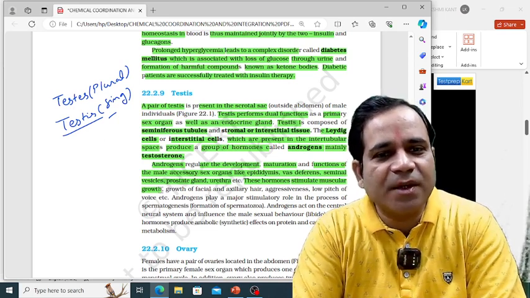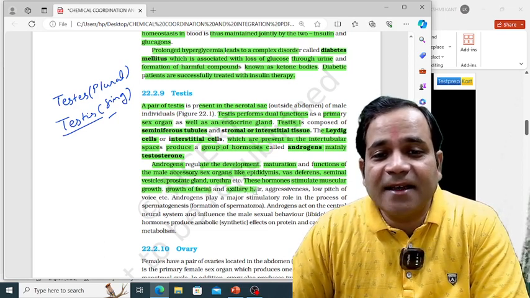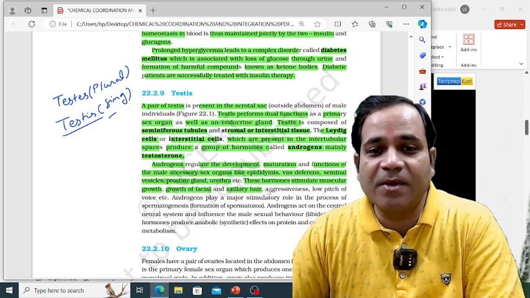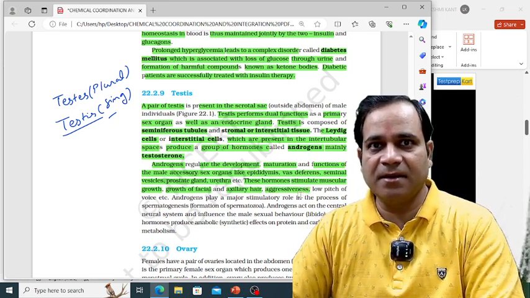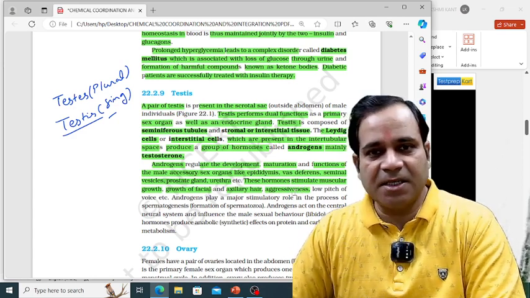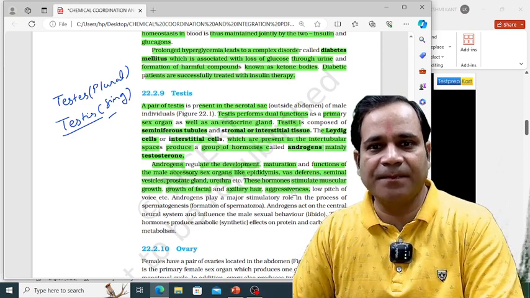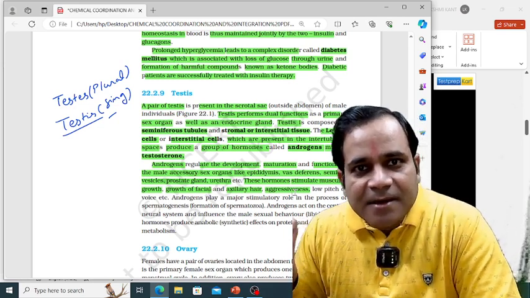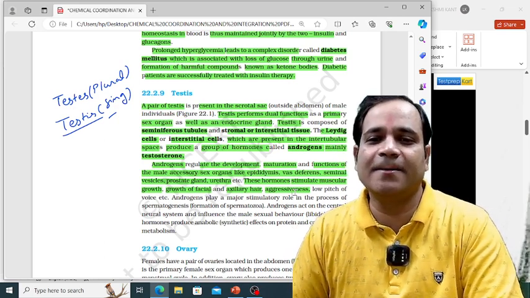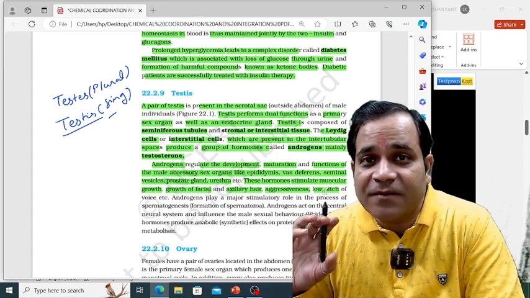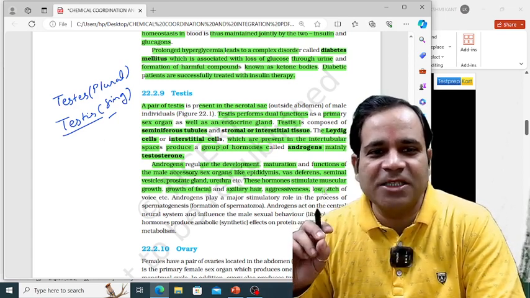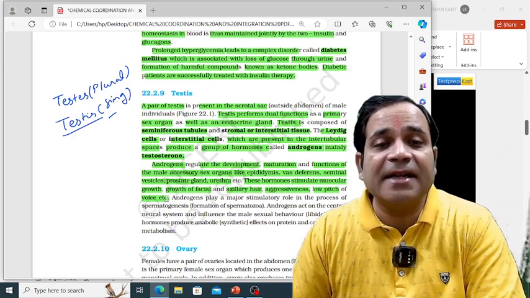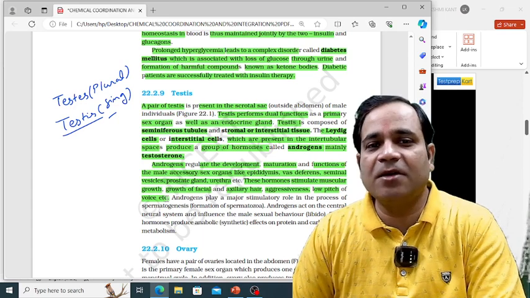Androgen, testosterone, also causes growth of facial and axillary hair, so the person has a beard. It also causes aggressiveness; in young age, persons are mostly aggressive in nature, and the very active hormone is testosterone. It also gives a low pitch of voice because of the vocal cords. These are all secondary sexual characteristics seen at the time of puberty in males.